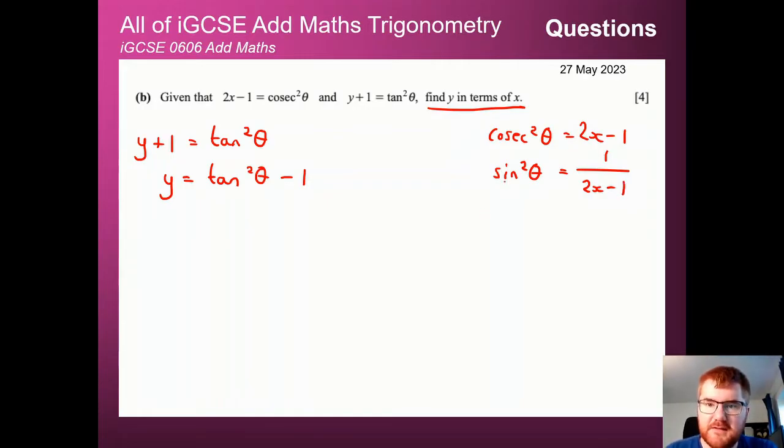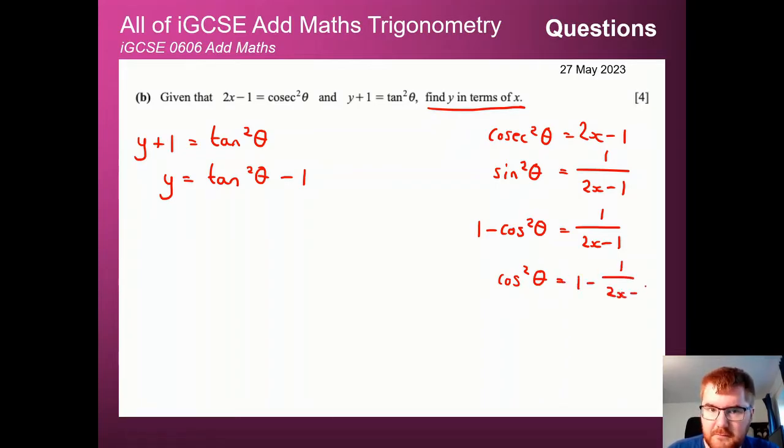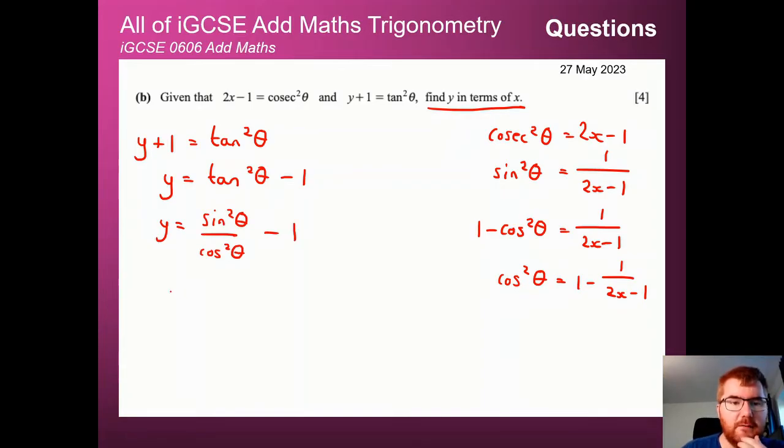And now we can use sine squared theta is equal to 1 minus cos squared theta, and do a quick rearrangement. You see this question is very similar to what we saw before. And that gives us then cos squared theta is equal to 1 minus 1 over 2x minus 1. And now we can substitute this in, because remember tan is equal to sine over cos. And now we can substitute in what we have. So we get 1 over 2x minus 1 and 1 minus 1 over 2x minus 1, minus 1.